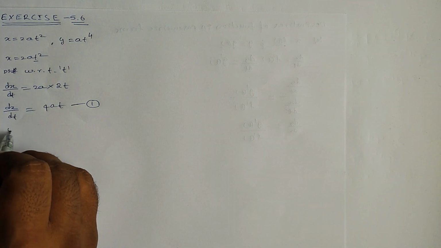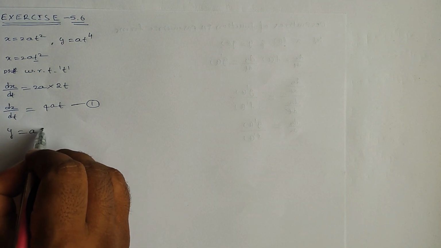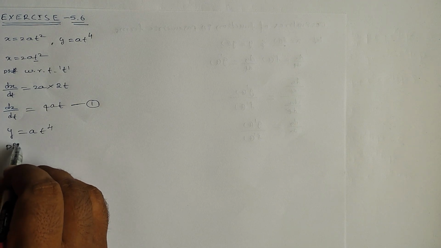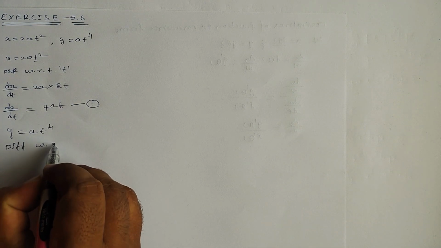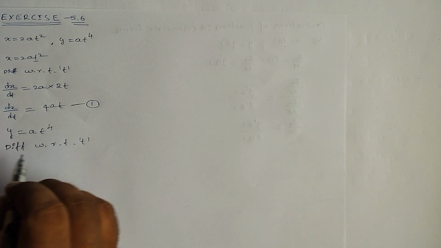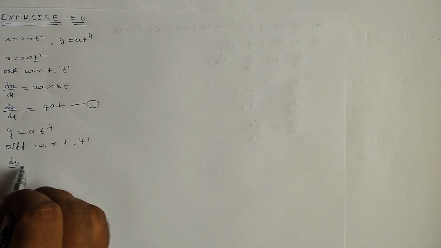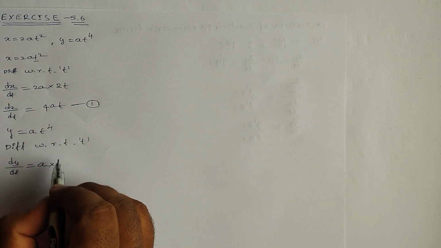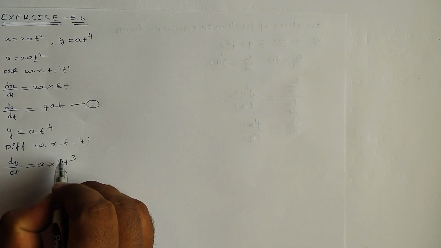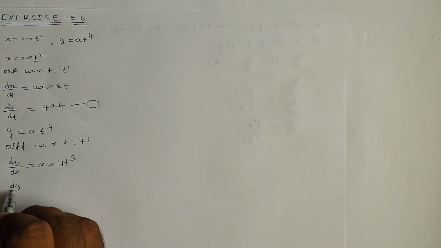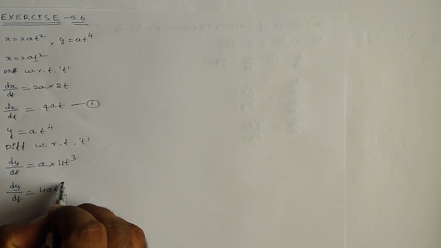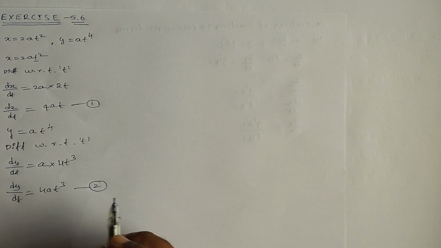Next, y is equal to a into t raised to 4. Now differentiate with respect to t. So that becomes dy by dt equal to a into, what is the differentiation of t raised to 4? 4 into t raised to cube. That is equal to dy by dt equal to 4a into t raised to cube. Say equation number 2. So next what?